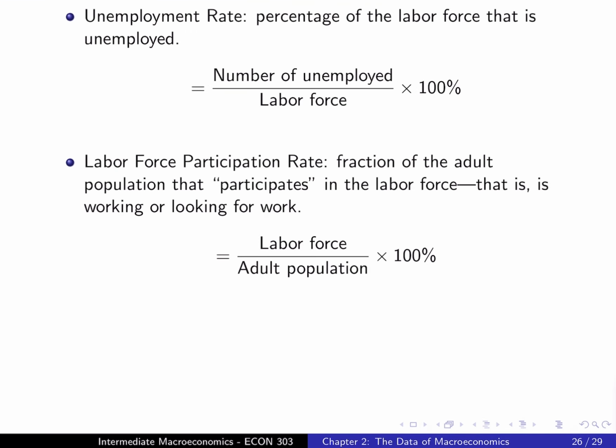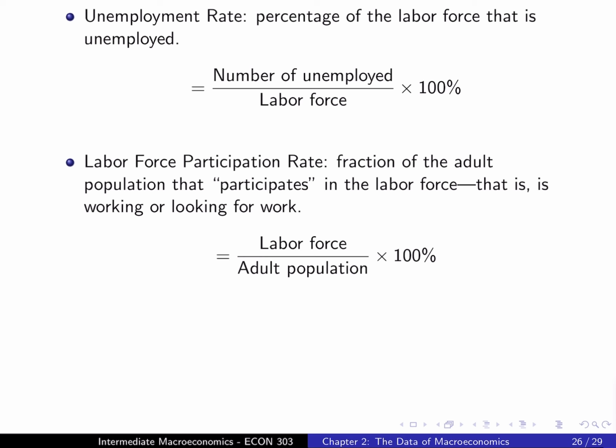To understand the labor market, we rely on two important statistics: the unemployment rate and the labor force participation rate. Unemployment rate: this is the percentage of the labor force that is unemployed, people who are not working but are actively seeking employment. Unemployment rate equals number of unemployed divided by labor force times 100%.